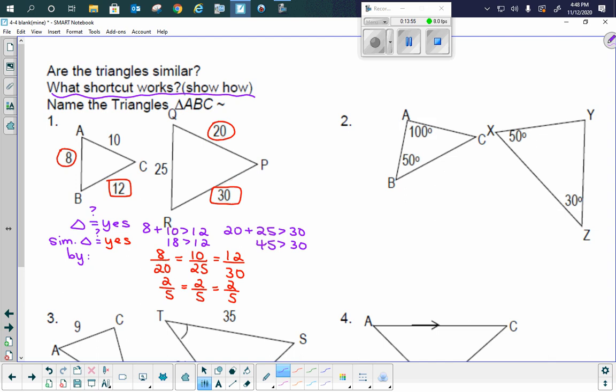But you're going to say that they are similar by SSS, side, side, side. You just showed that work. And then the last thing, it asks you a different part. It says right here, name the triangles. So triangle ABC is similar to.